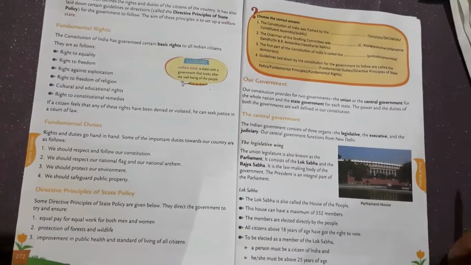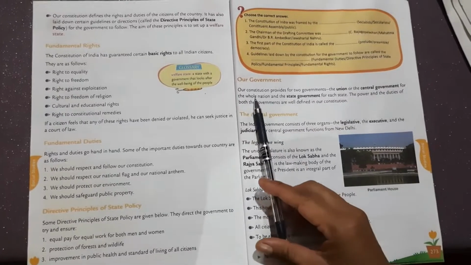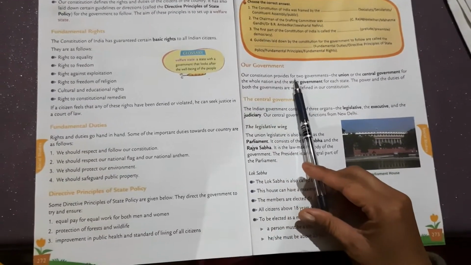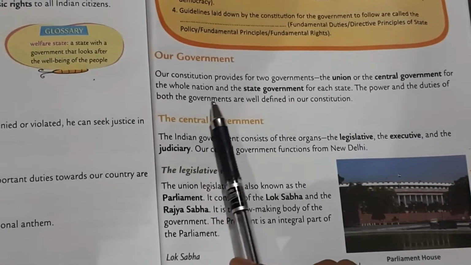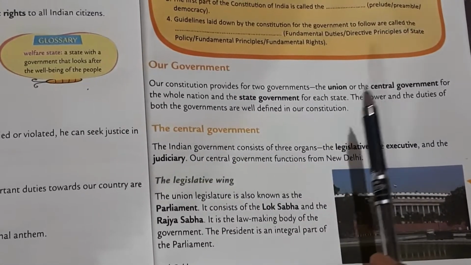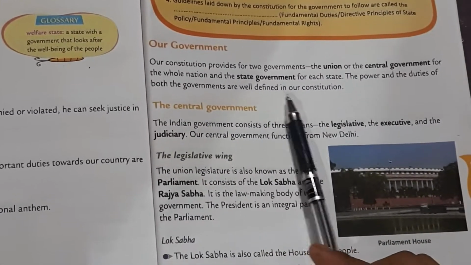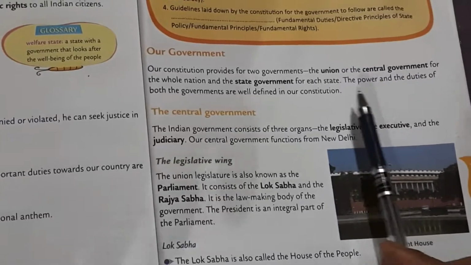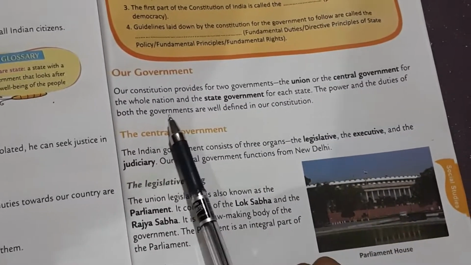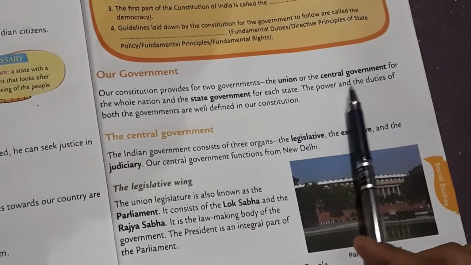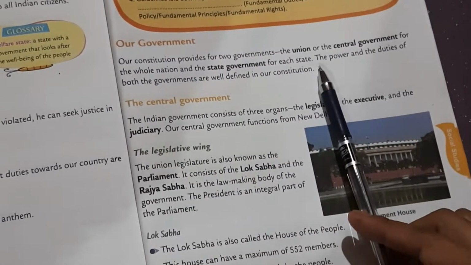We will continue with the remaining part of the lesson on our government. Our constitution provides for two governments: the union or central government for the whole nation, and the state government for each state. The powers and duties of both governments are well defined in our constitution.